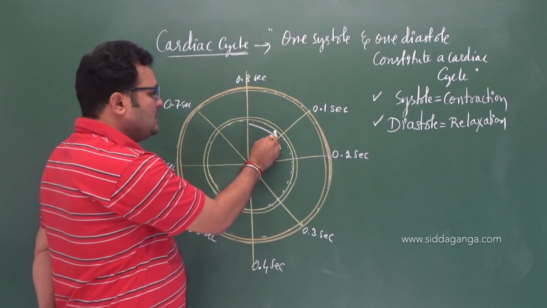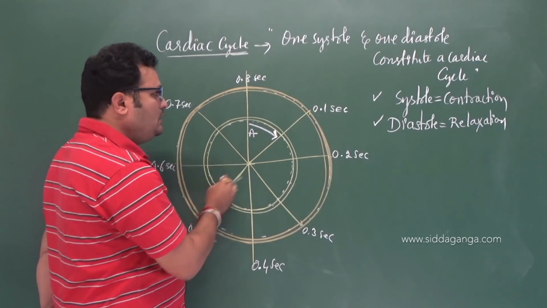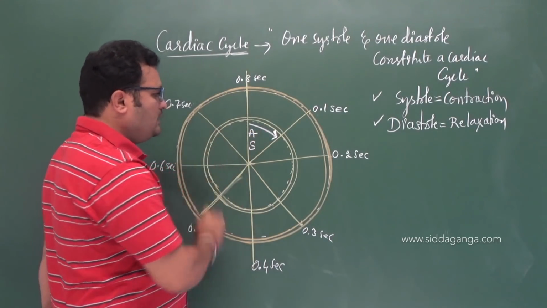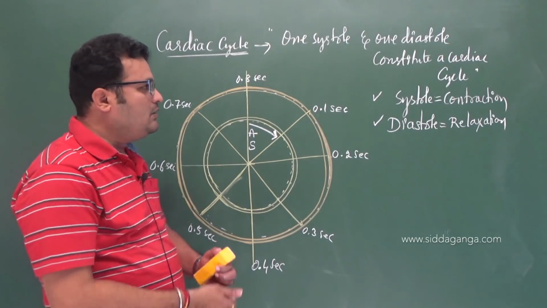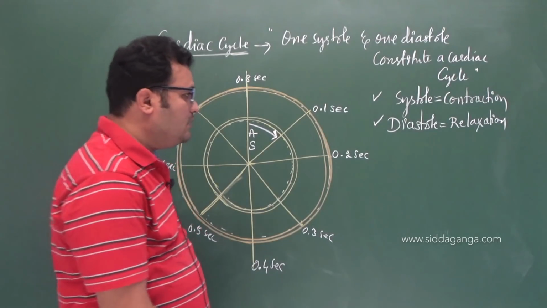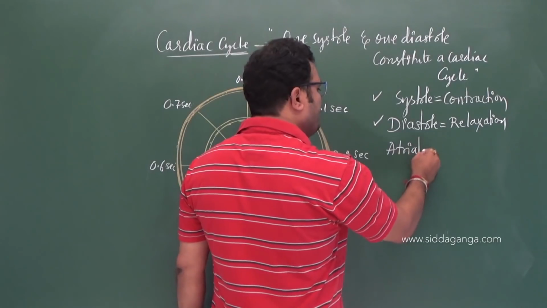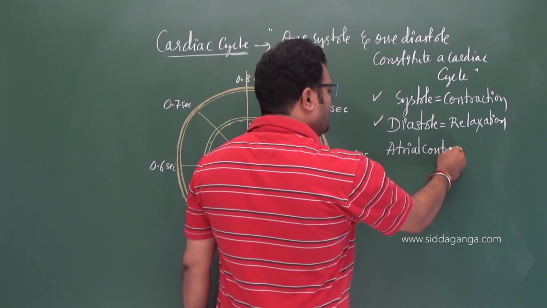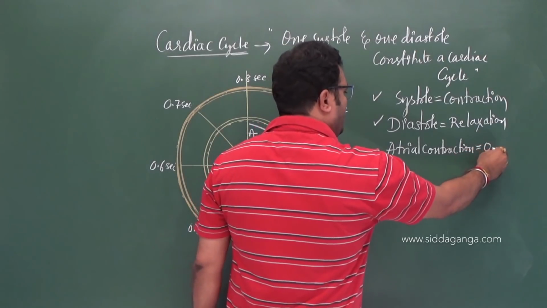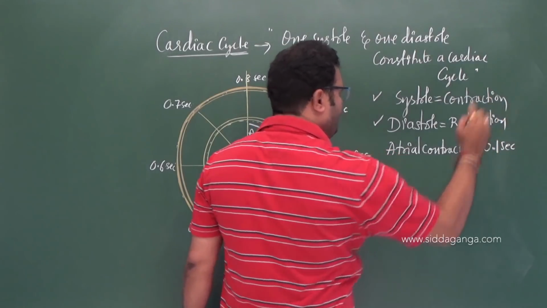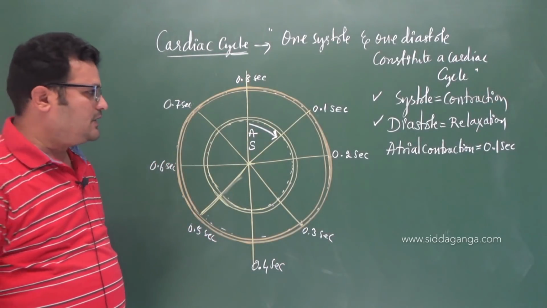This one is auricular systole, right? Auricular systole. I will write AS. Auricular systole, what does it mean? Atria will contract. See, I am writing here, atrial contraction. It laps in 0.1 seconds of time, right? Laps in 0.1 seconds of time.